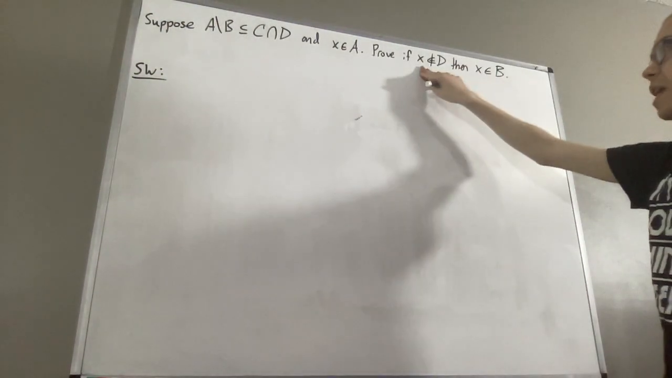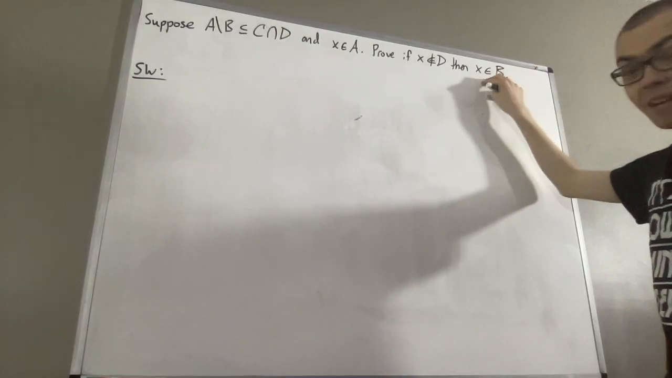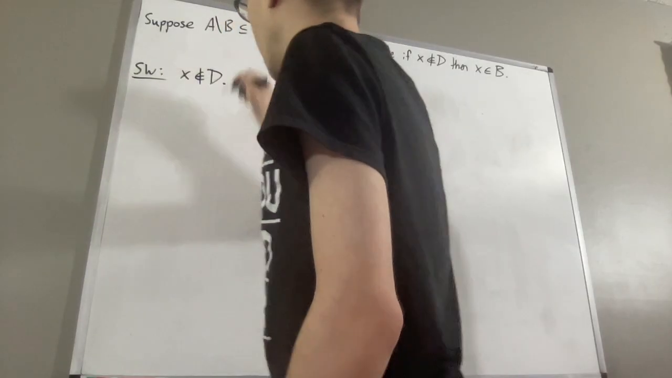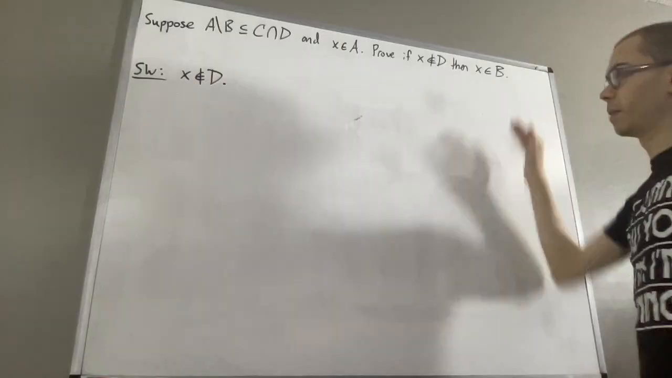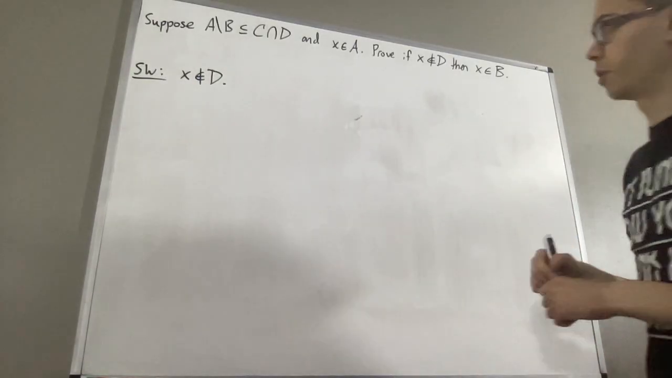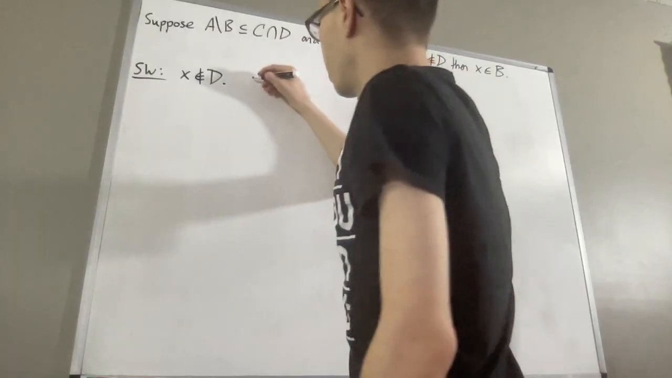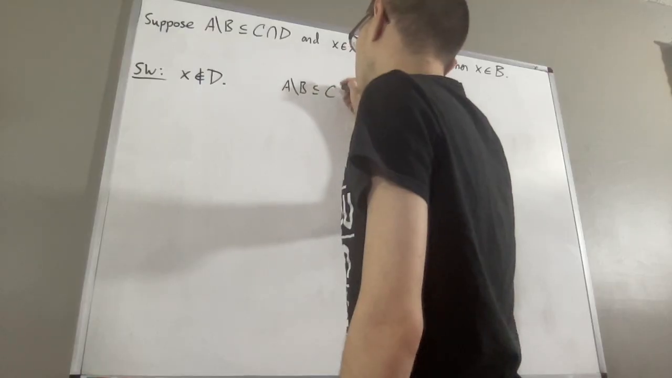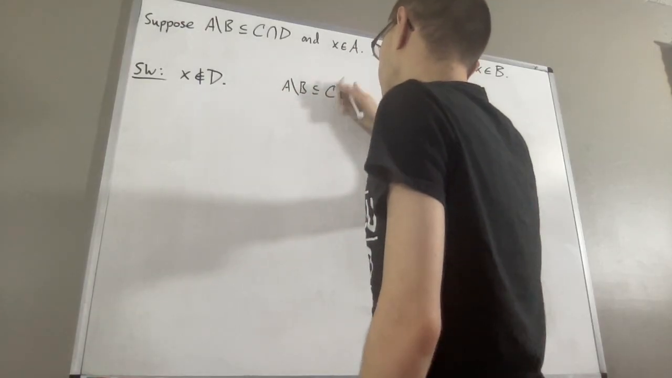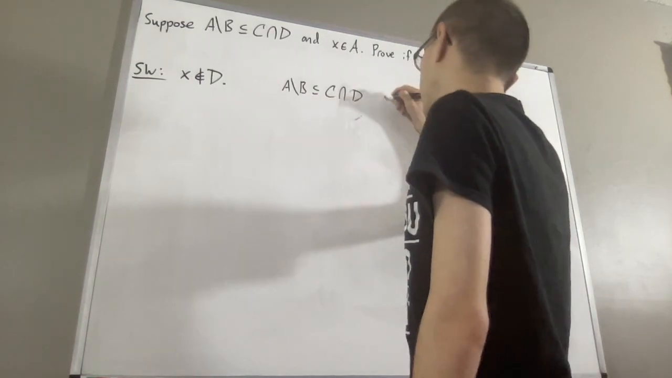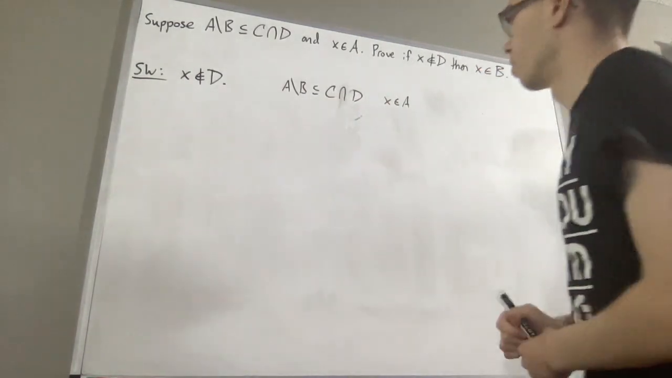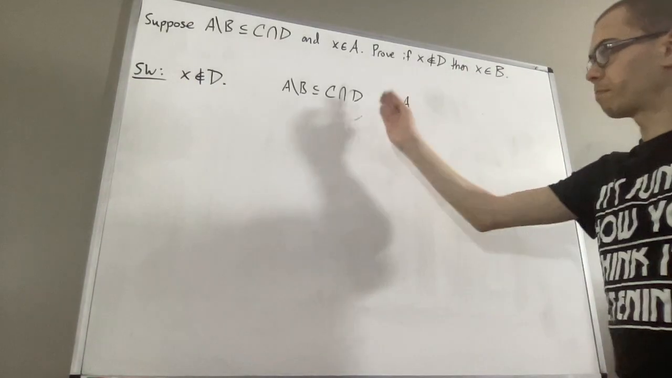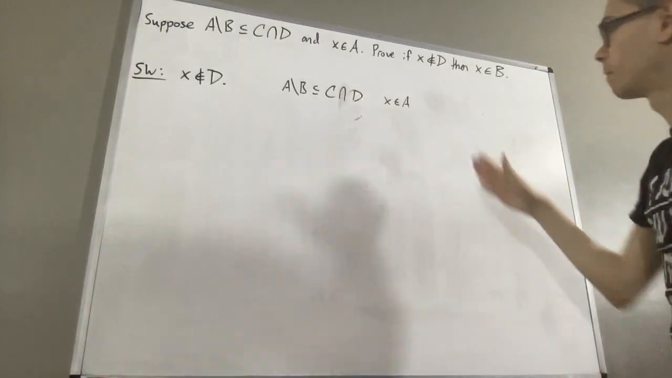Can we show, under the assumption X is not an element of D, that X must then be an element of B? So let's make the assumption X is not an element of D, and we'll try to logically deduce that X is an element of B. Let's see, what are we working with here? Let's write down the other things that were given. So we know that A set minus B is a subset of the intersection of C and D, and we have X is an element of A. So X is not an element of D. Well, at first, you might not see exactly what to do.